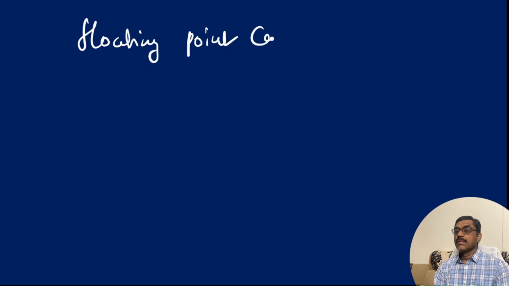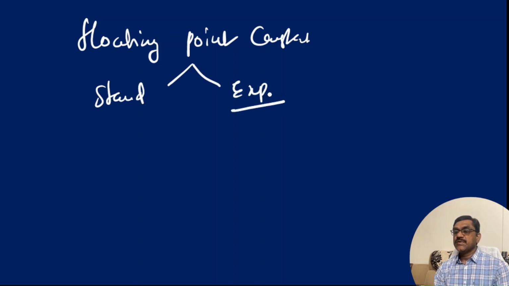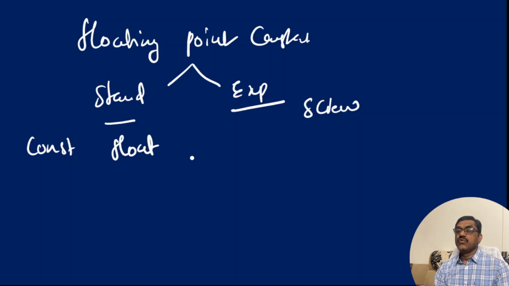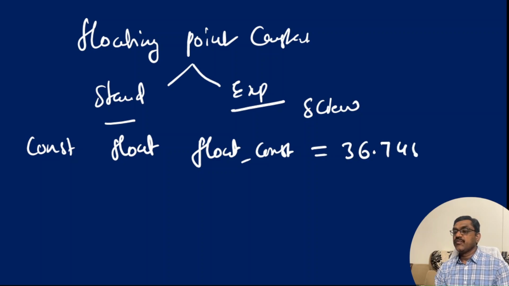Now coming to floating point constants, we have again one notation is standard notation, another one is exponential notation. This exponential notation is also known as scientific notation. Standard notation means, for example, I'm writing like this: const float underscore const equals to 36.745. So this is the standard format.